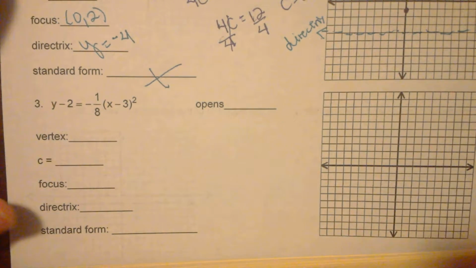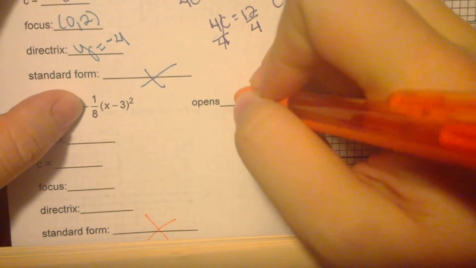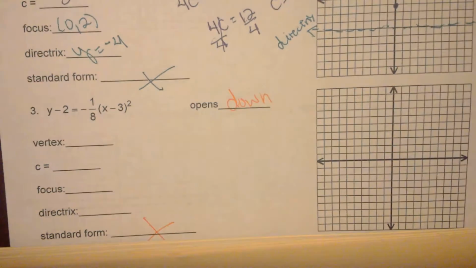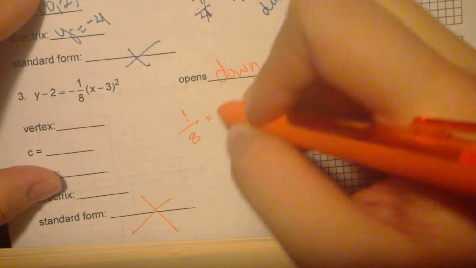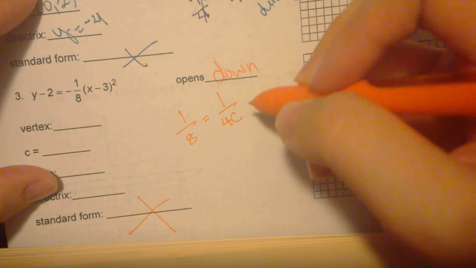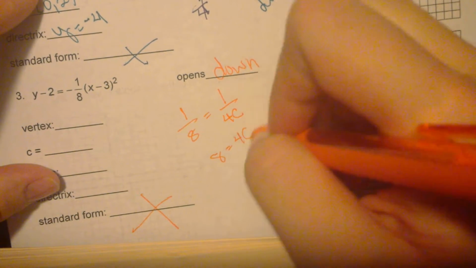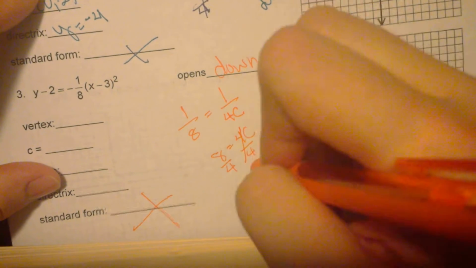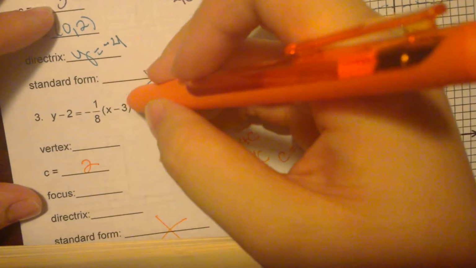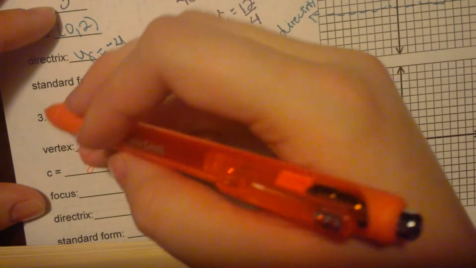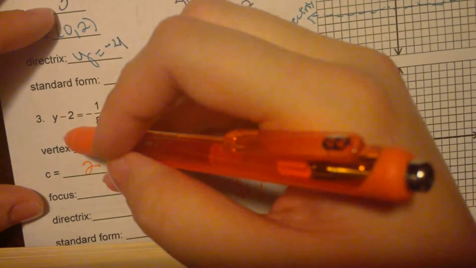So the next one, some real fun begins. It's negative, so it's opening down. I have 1/8. It's equal to 1/4c. So 8 equals 4c. So c is 2. My vertex, I'm flipping the sign on both sides. So 3, 2.